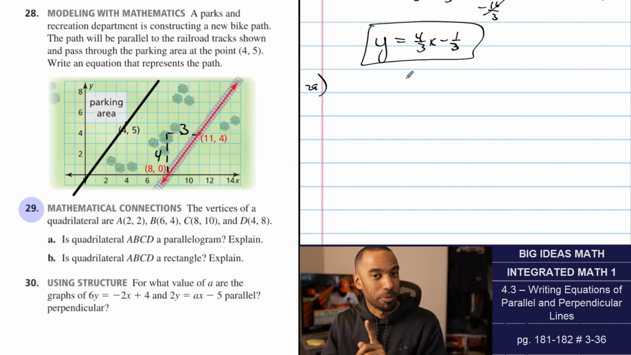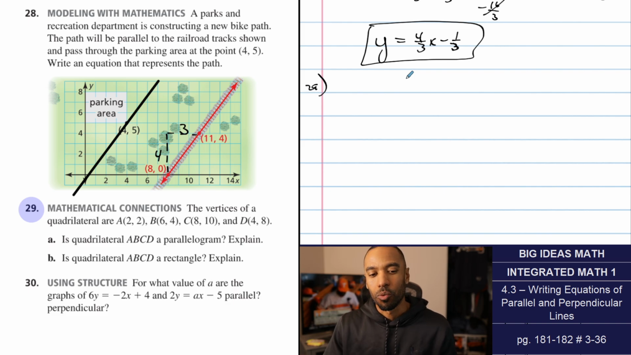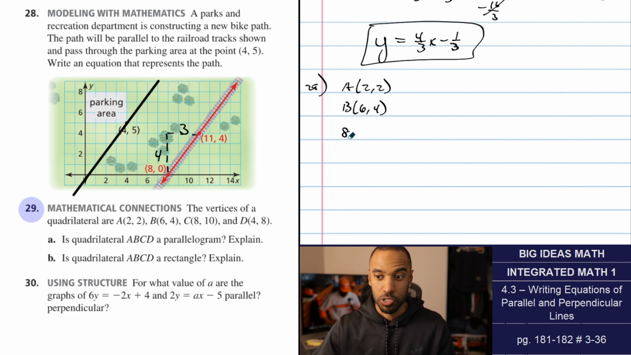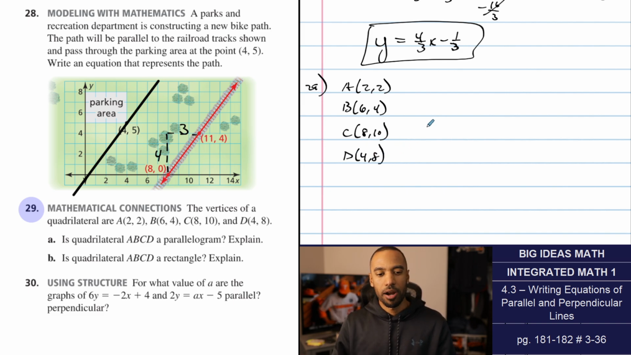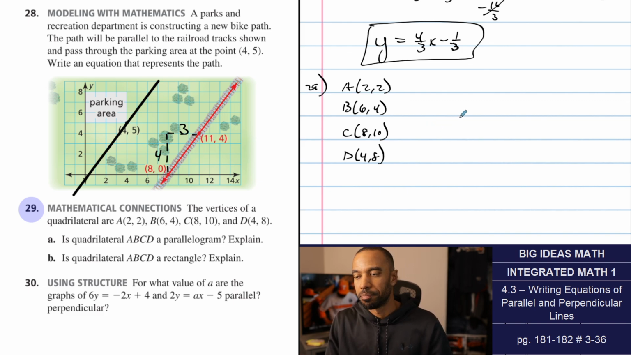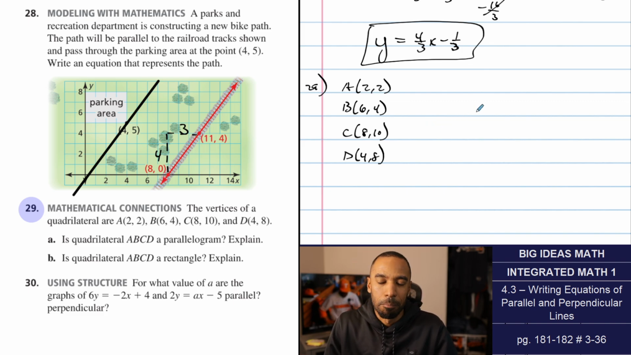We don't have to use a graph, but using a graph might be a little better. The vertices of a quadrilateral are A(2, 2), B(6, 4), C(8, 10), and D(4, 8). Is it a parallelogram? Explain. Is it a rectangle? Explain.